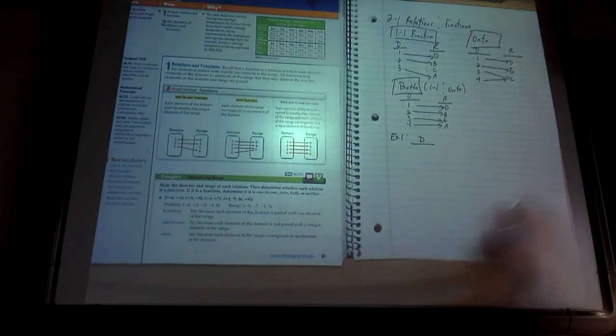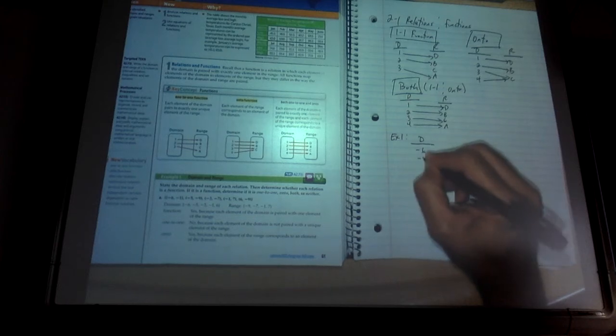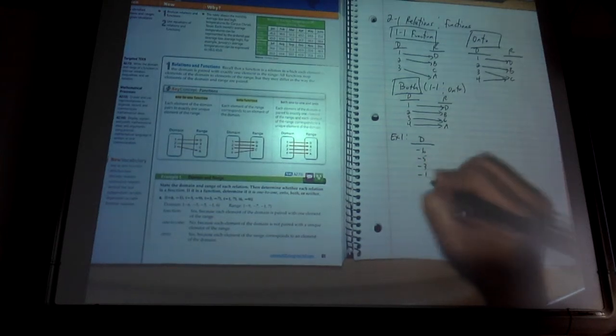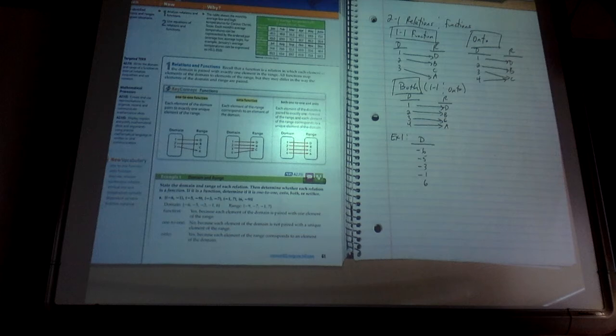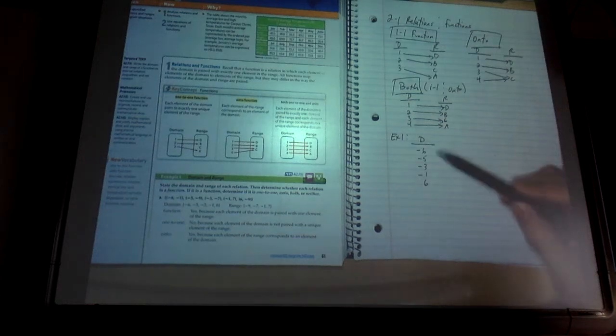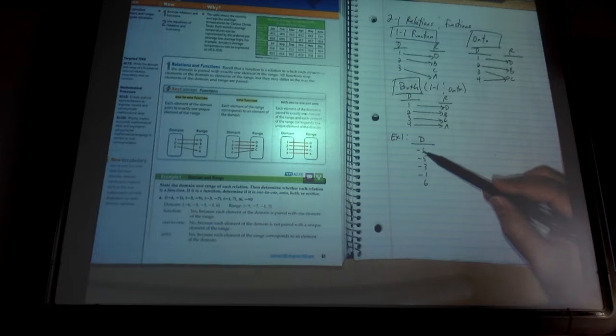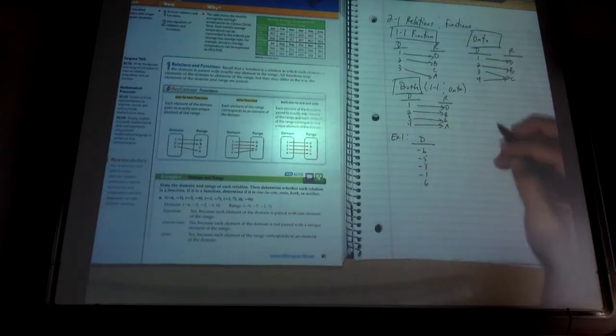They've already split up my domain, so I'm going to write it. -6, -5, -3, -1, 6. I would say proper etiquette there is to write them in order from smallest to biggest. Remember, the -6 is the smallest number in this column.